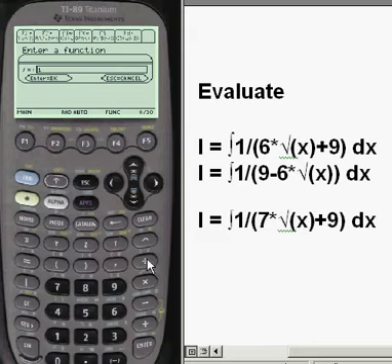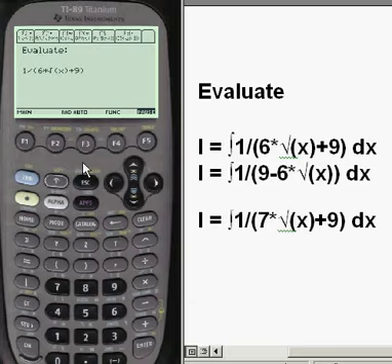1 divided by left parentheses 6 times the second function, and x is the square root sign here. Square root of x, right parentheses, plus 9. Finish off the parentheses. I always show you what you've entered. You can change it if you made a mistake. We say it's okay, and we're into the program.